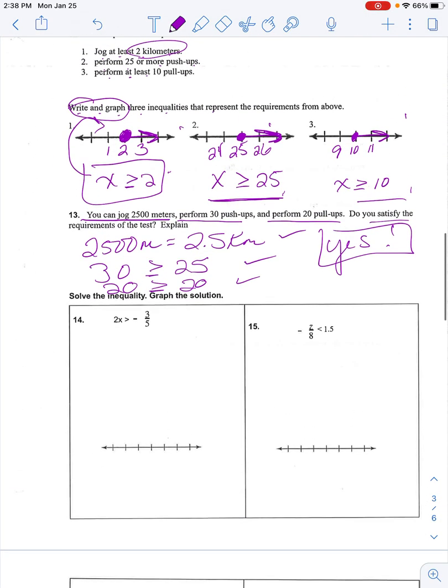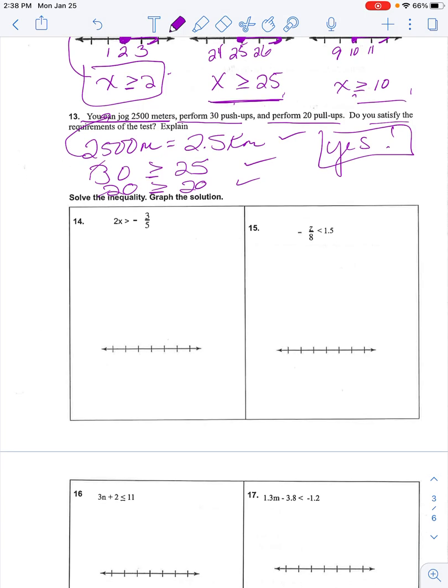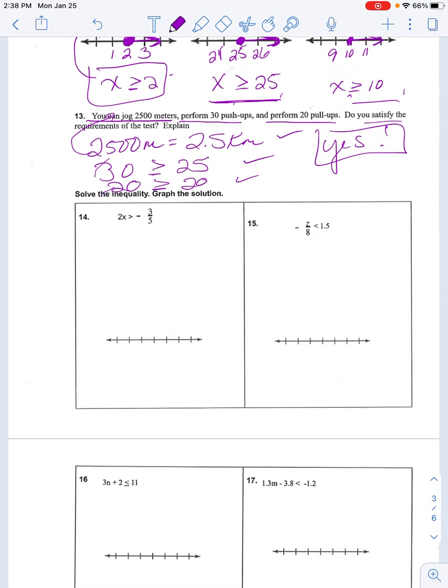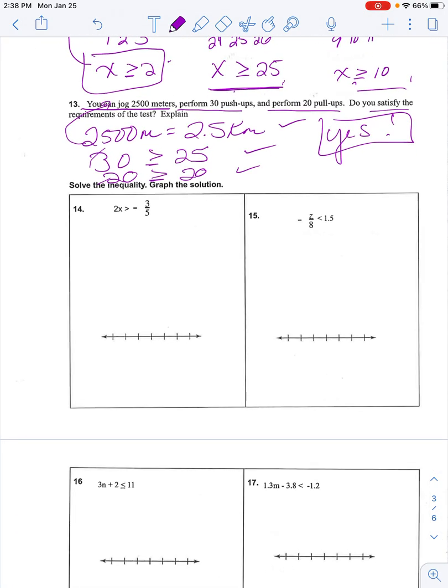So on the day of the test, you're just going to plug in each one of these for the requirements above and see if it satisfies. If one of them would have been a no, then obviously you wouldn't have passed. They all 3 have to satisfy it.